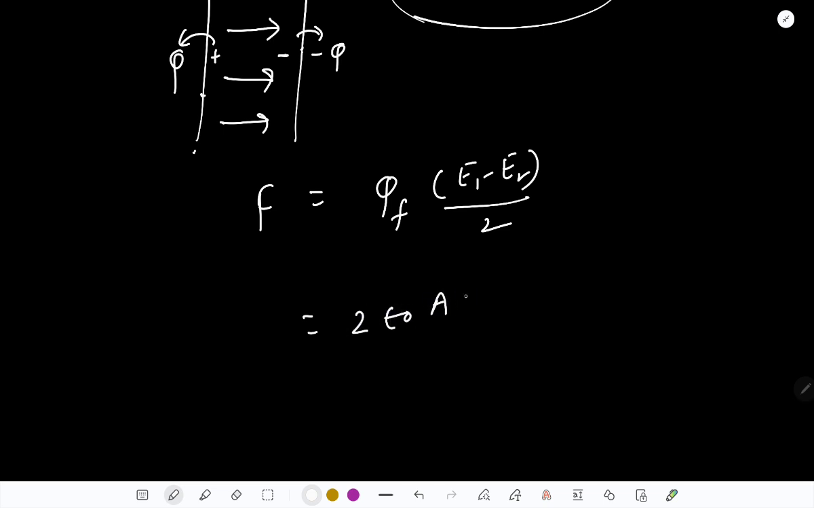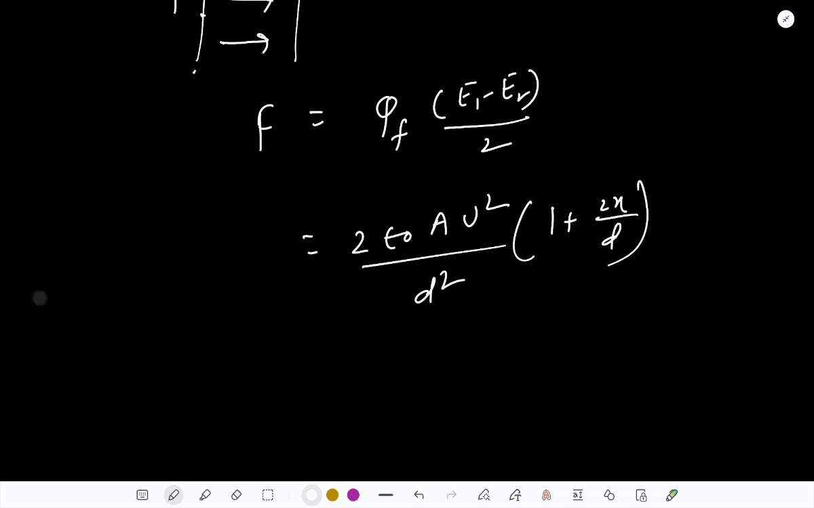2 epsilon naught AU square by D square (1 plus 2x by D), the force acting on the metal foil, and this force is directly proportional to x. Fx is linear, as I can see here, and the direction of the force on the metal foil is towards right, as you can see, and that means towards plate 1.